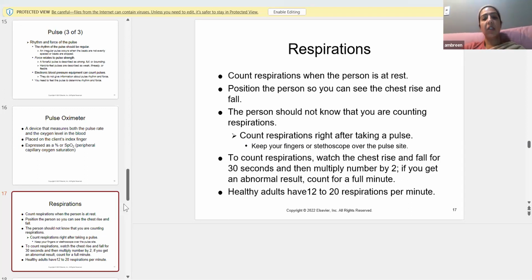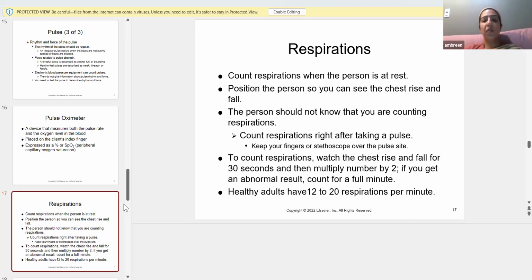To count respirations, watch the chest rise and fall for 30 seconds and then multiply the number by 2. If you get abnormal results, count for a full minute. Normally, the respiration should be 16, 18. It can even be 20. That is the highest. We don't go more than 20. You need to report it. 16 to 18 is normal respirations.